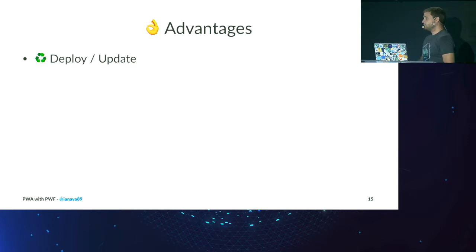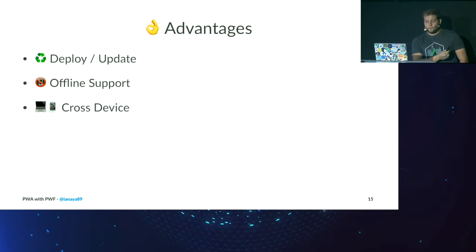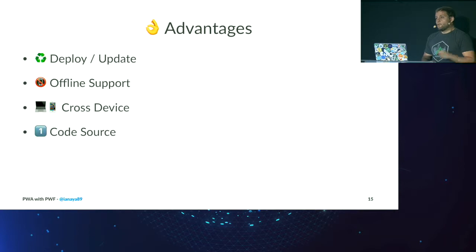So some of the advantages are deploy and updates. It's really easy to deploy. Don't deal with stores. It's really easy to update. Don't deal with stores. We have the offline support. We have cross-device support. I mean, our PWA could work in mobile, in tablets, in desktop, in wearables, in smart TVs. Why not? So we have a bigger spectrum to support now. And we have one code source, probably with some if-else cases over there, but it's just one code source. So we don't have to deal with different code bases. It's easier to maintain. It's easier to develop.